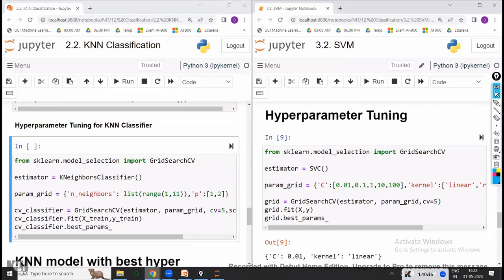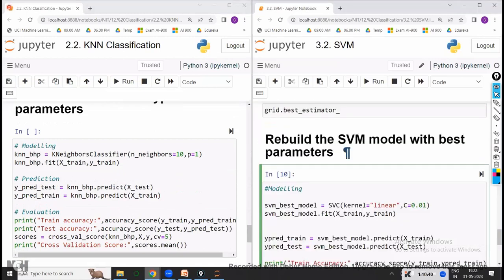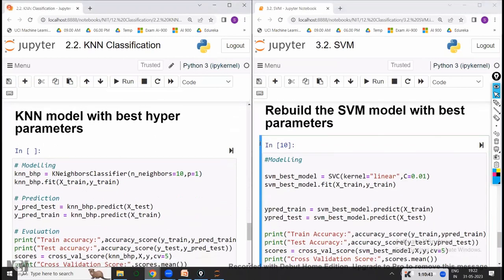Once the hyperparameter tuning is completed, next whatever hyperparameter tuned values you have got, you are going to rebuild the model once again. Here you are going to rebuild the SVM with best hyperparameters, KNN model with best hyperparameters. 3 cells. First cell is default parameters. Second cell is the hyperparameter tuning cell. Third one is rebuilding the model once again. Anything special is there? Is that clear? Coding part?